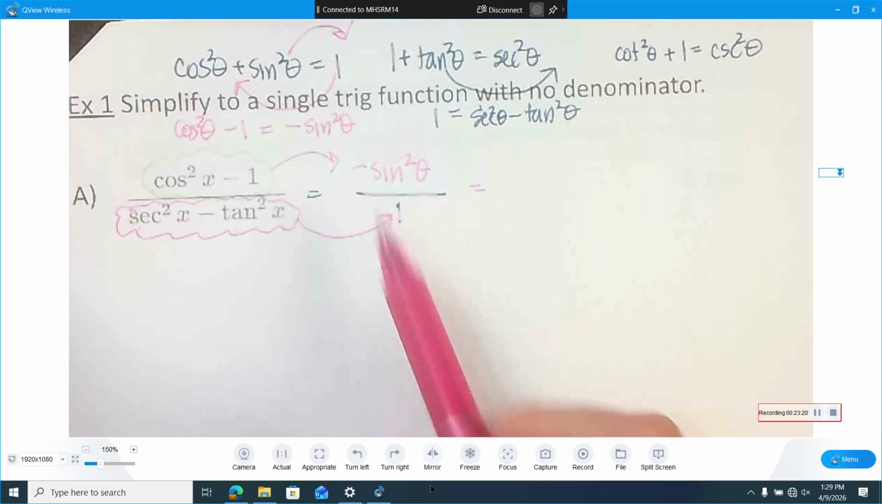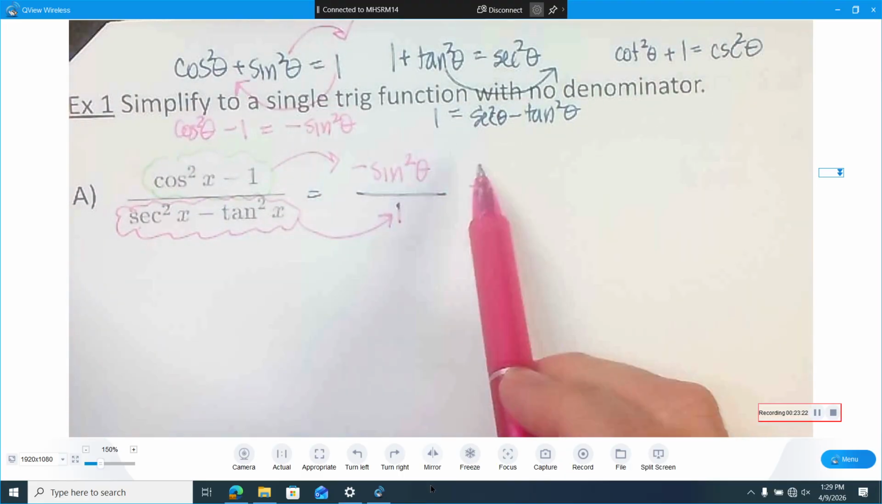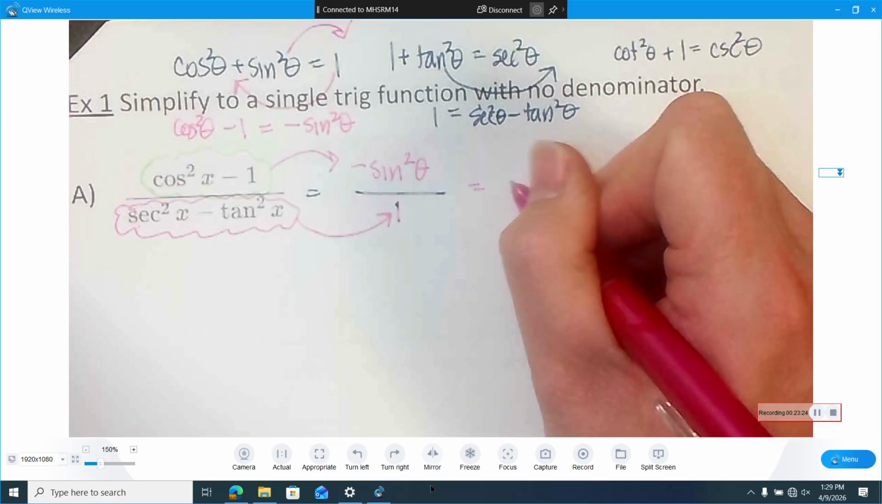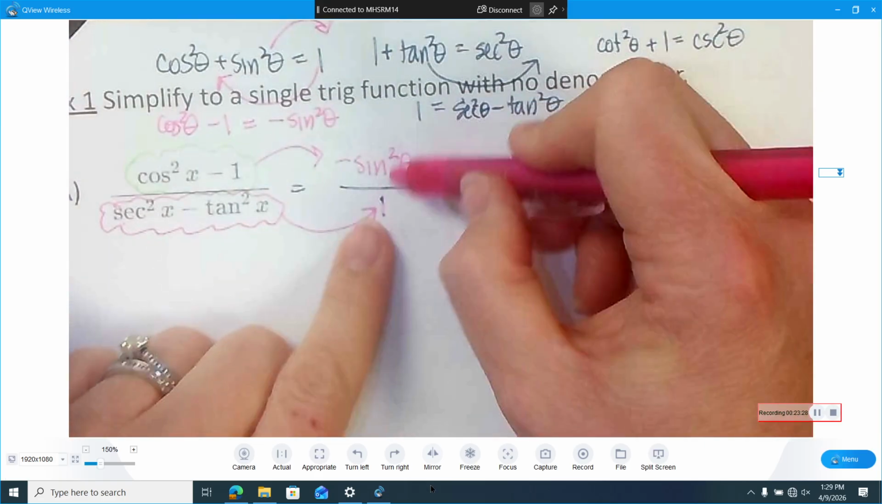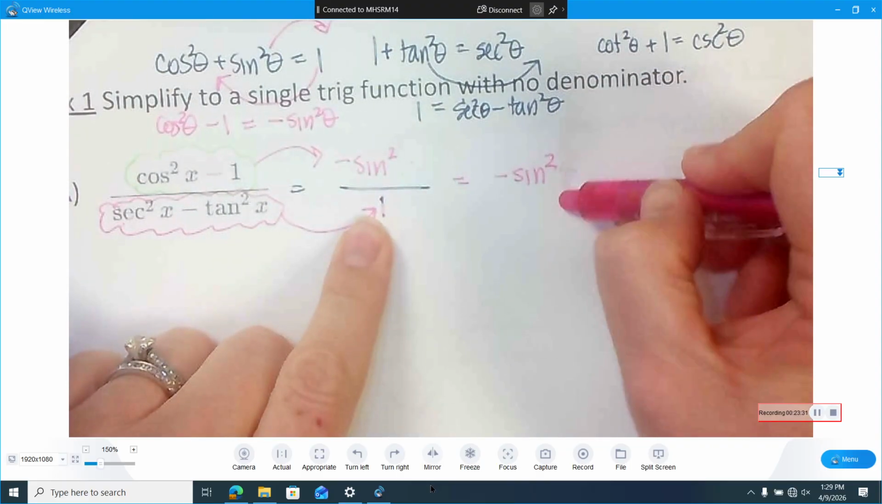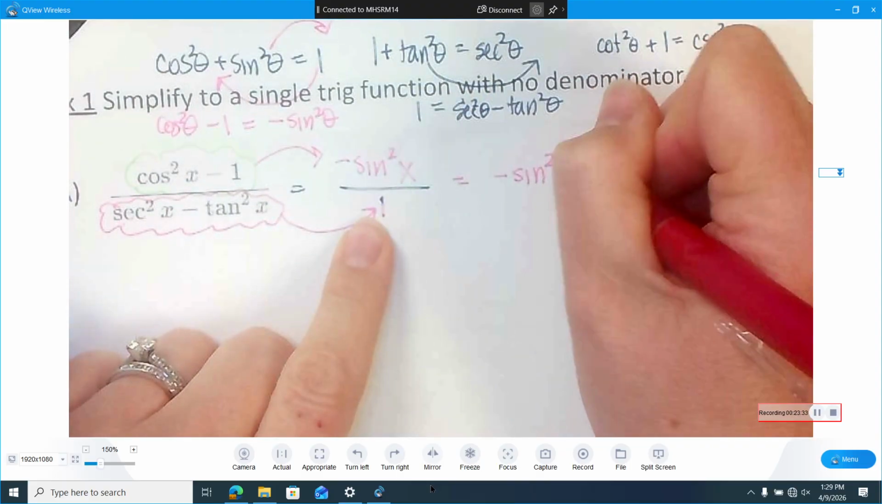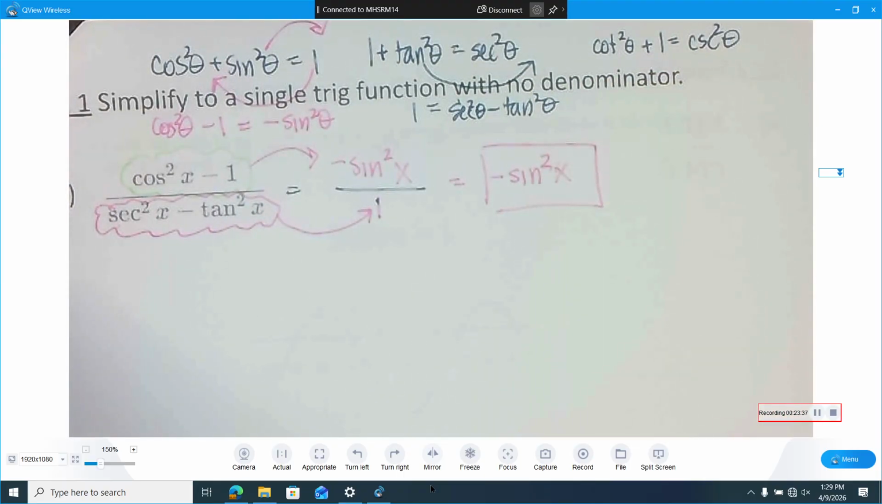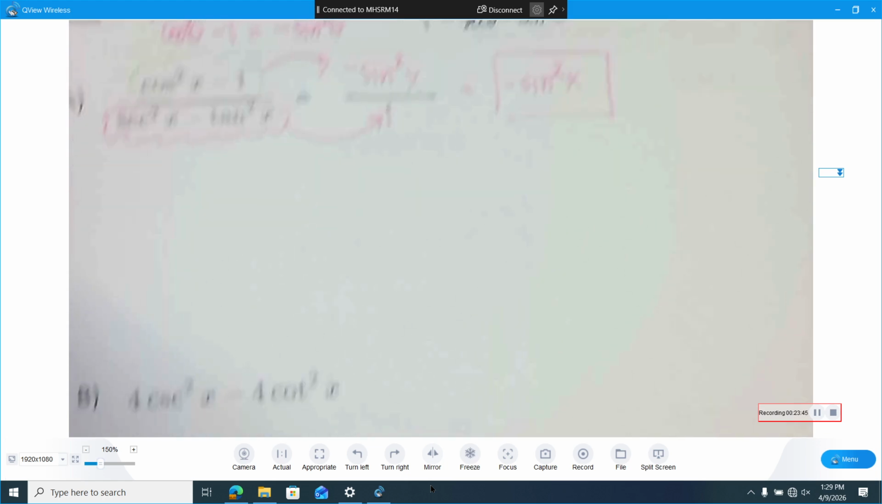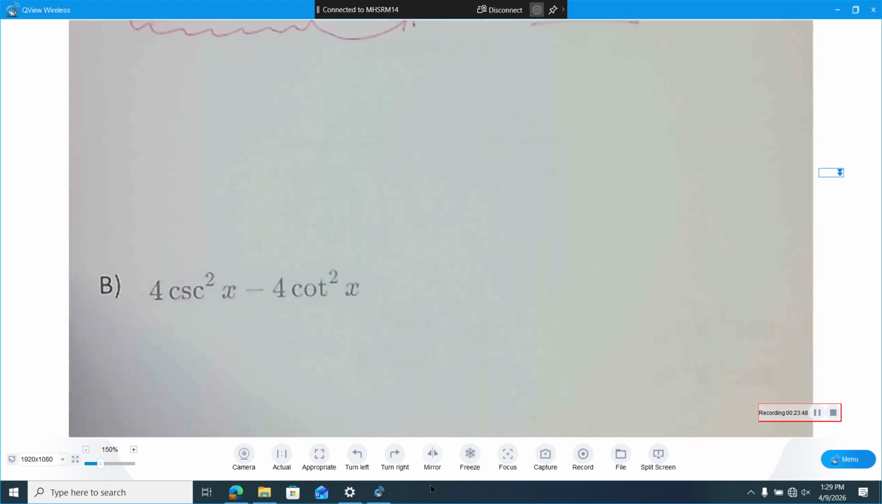Do I have a single trig function with no denominator now? Negative sine squared. Oh, sorry. It's not a theta. It's an x. I apologize. All right. So there we go. There's our single trig function with no denominator. All we're doing is taking things out and replacing them. Giving up right now? Okay.